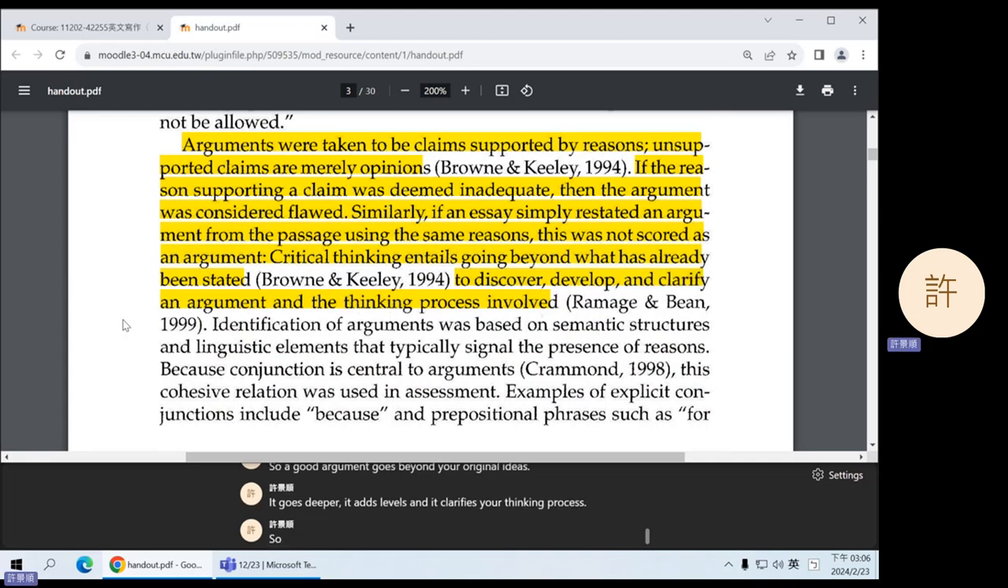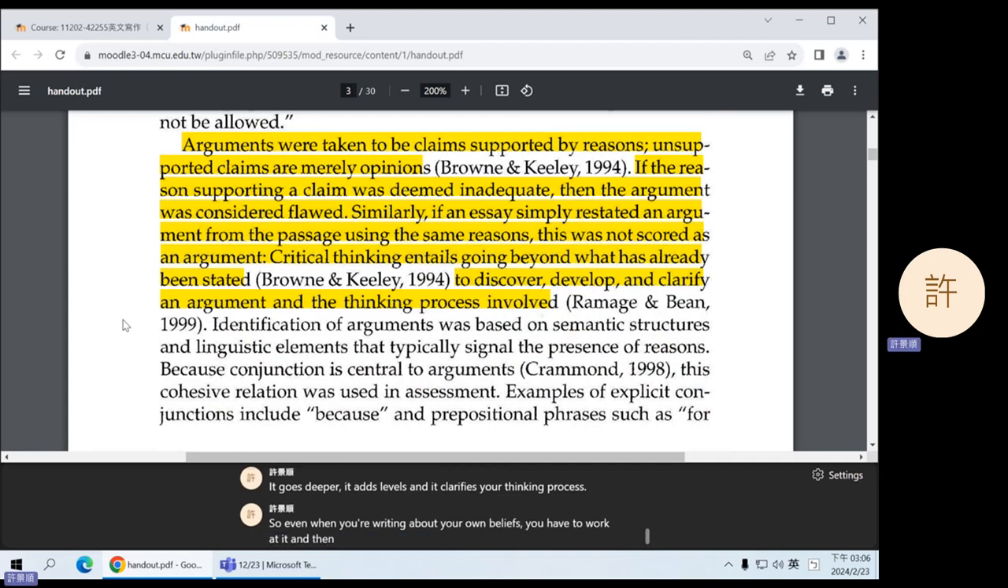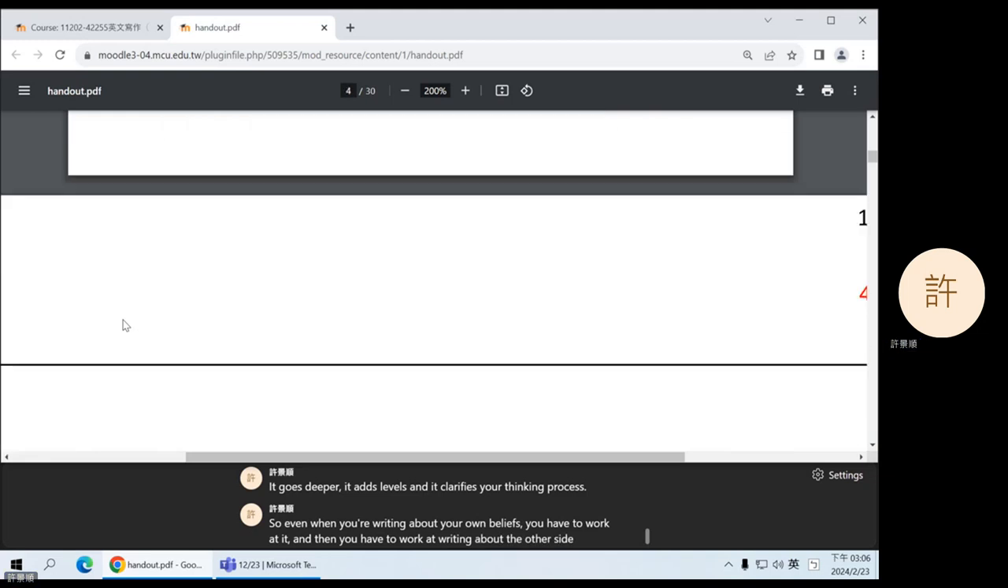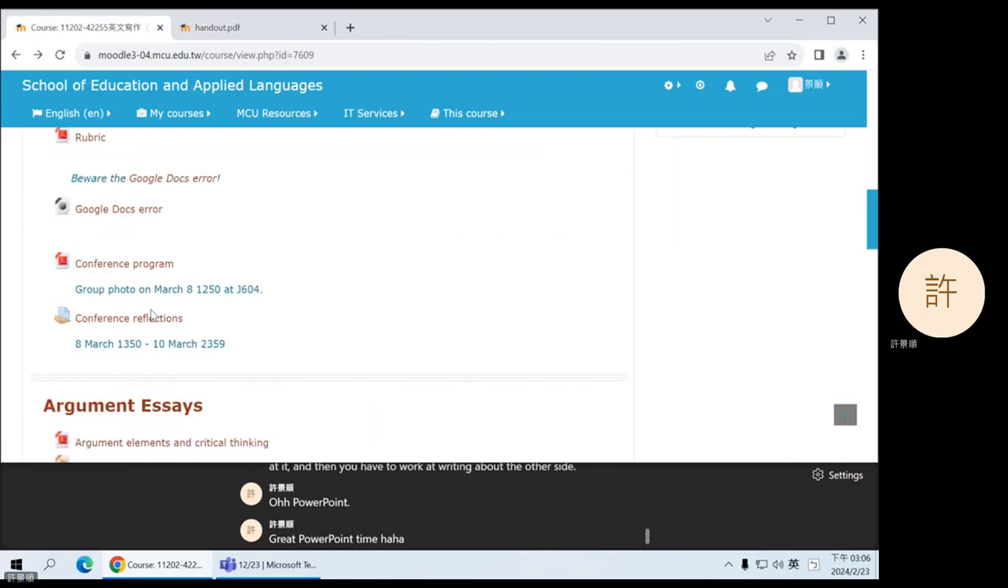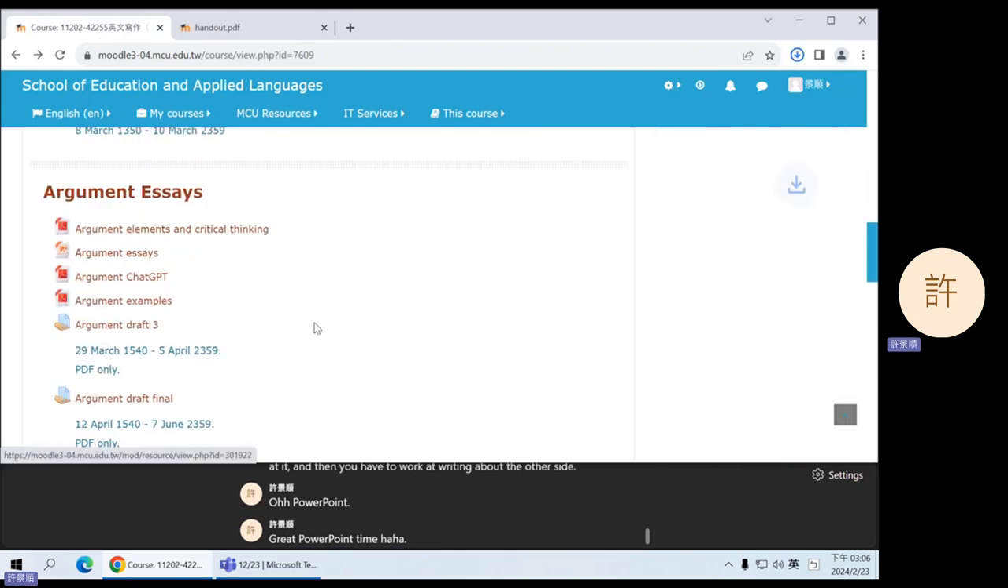So even when you're writing about your own beliefs, you have to work at it. And then you have to work at writing about the other side.